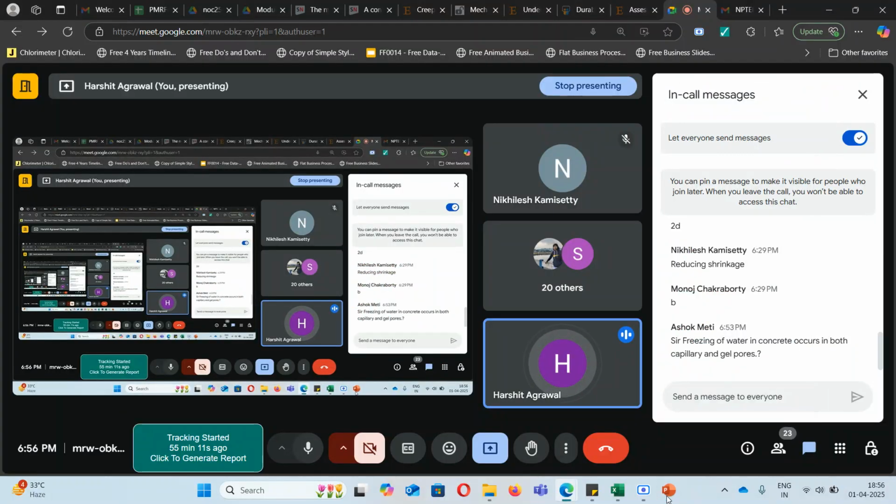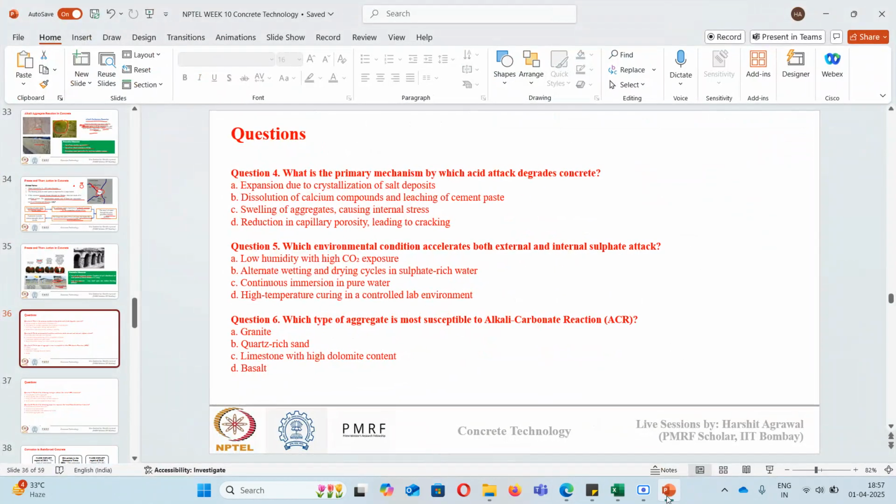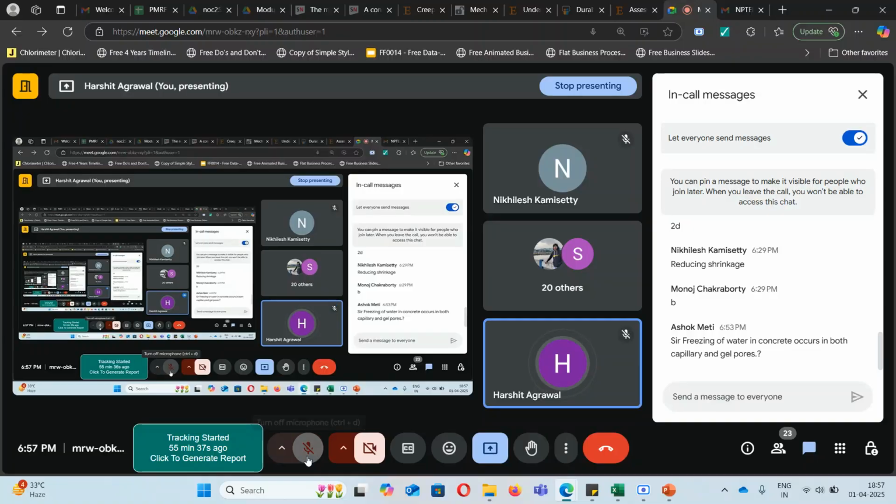Any other doubt regarding these four topics regarding chemical degradation? If no doubts, try to answer these three questions. So I will mute myself for like a minute. Try to answer all the three questions. Try to guess the answers. What can be the correct answer? Okay, I'm muting myself.